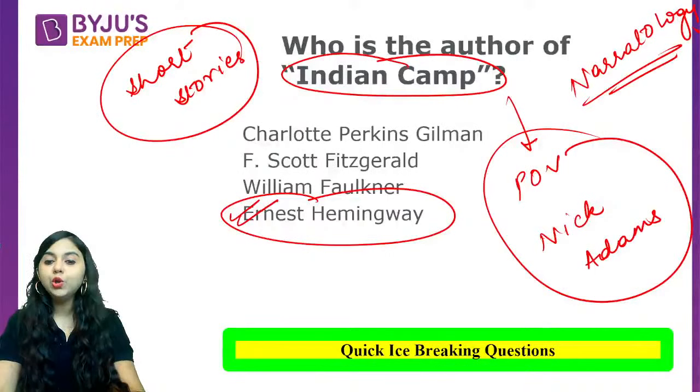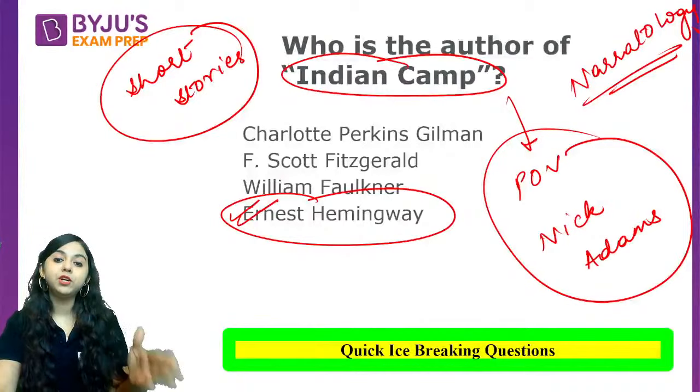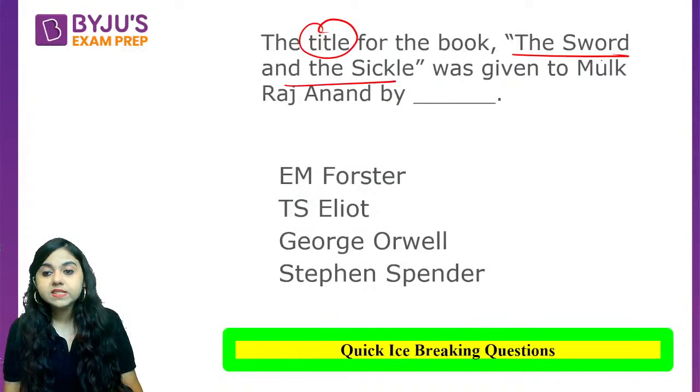Okay, we all know the writings of Mulk Raj Anand, but there is this one writing whose title is suggested by a British writer. Who is this writer? The title for the book The Sword and the Sickle was given to Mulk Raj Anand by... Who's the writer who's giving the title The Sword and the Sickle?